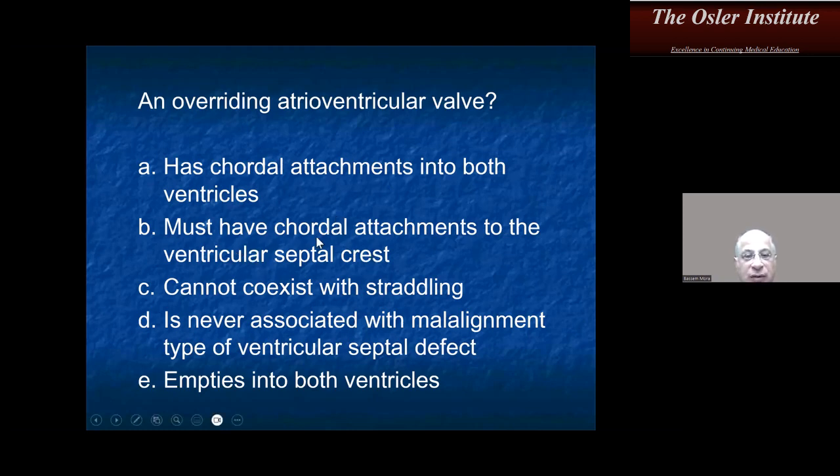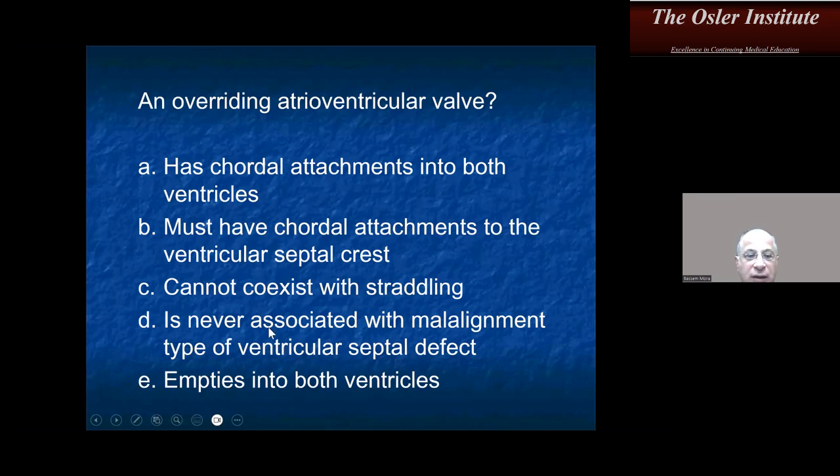Does an overriding AV valve have attachments to the ventricular septum at its crest, at its junction between the right and left ventricles? That is a Rastelli A classification, which has chordal attachments. So that's not necessarily an overriding AV valve. Can it coexist with straddling? Actually, they oftentimes coexist together. Is never associated with malalignment VSD.